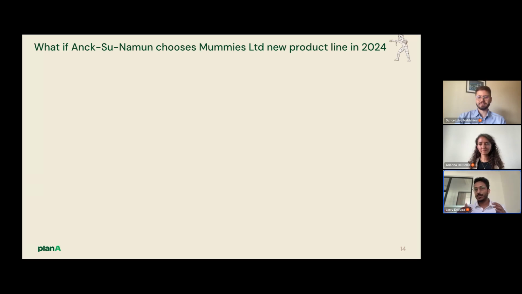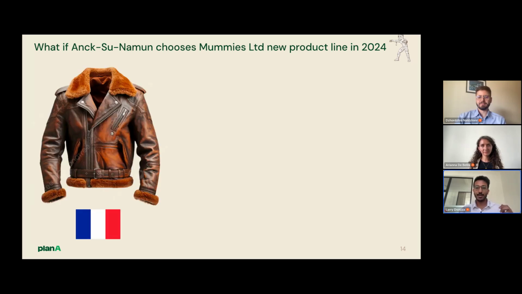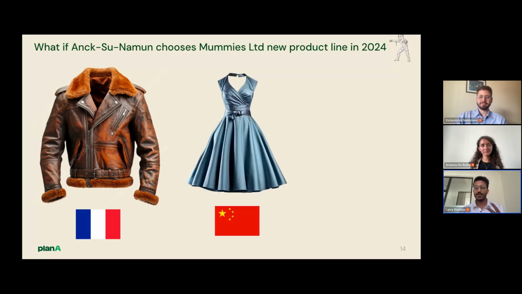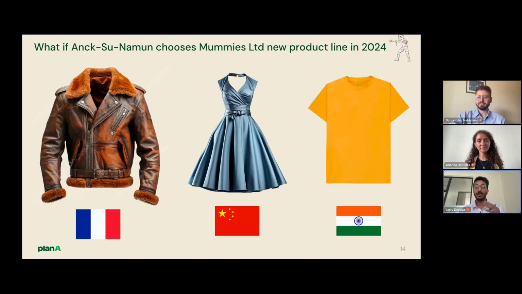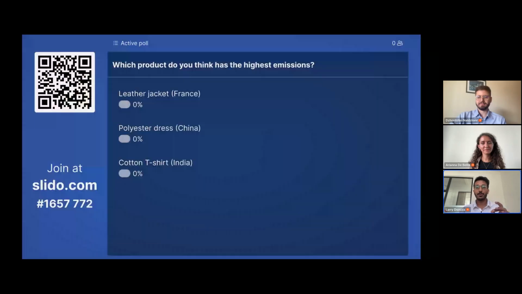Now, her main task is to select which of these products that I'm going to show you the company should start selling. But the problem is that she doesn't really have any sustainability data on these products. So the question that Ansuk Namun and you are facing is, which of these products? The first one is a leather jacket made in France. The second is a polyester dress made in China. Or the third one is a cotton t-shirt made in India. So which of these products have the highest emissions? Now, what I would like you all to do is to share your thoughts and vote on Slido. Which of these products do you think is most likely to have the highest emissions?